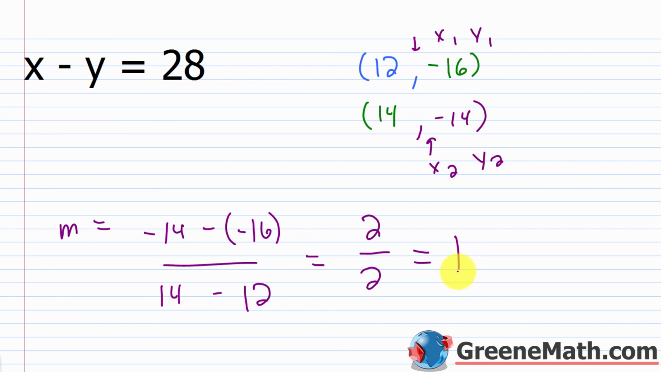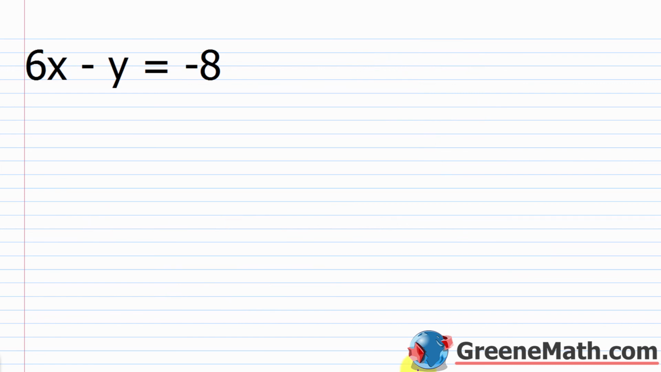This took us forever. We had to generate points. We had to plug it into the slope formula, and so on and so forth. So solving an equation for y is generally going to be the quickest way to find the slope. All right, let's look at one more of these. Suppose you get 6x minus y equals negative 8. Again, you want to find the slope. Isolate y on one side. The slope is given as the coefficient of x.